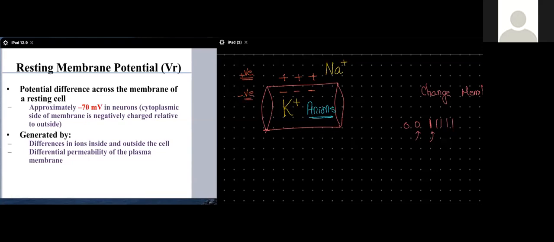What is the ion distribution again? Outside of the cell, you're going to have more sodium. This is the most common cation located outside of the cell. And in the intracellular fluid, in the cytoplasm, the most prominent cation is going to be my potassium.